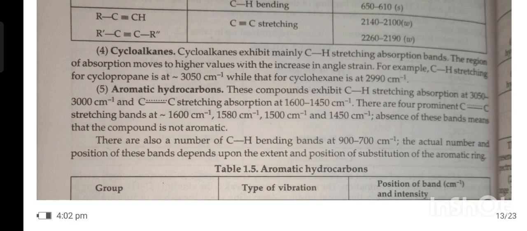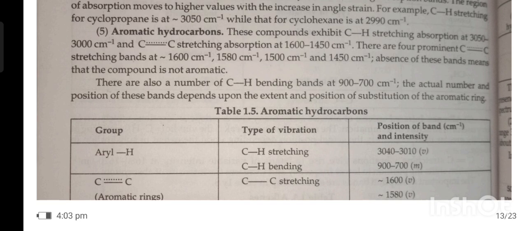Fifth, aromatic hydrocarbons. These compounds exhibit CH stretching absorption at 3500 to 3000 cm⁻¹ and C=C stretching absorption at 1600 to 1450 cm⁻¹. There are four prominent C=C stretching bands at 1600, 1580, 1500 and 1450 cm⁻¹. Absence of these bands means that the compound is not aromatic. There are also a number of CH bending bands at 900 to 700 cm⁻¹. The actual number and position of these bands depend upon the extent and position of substituents on the aromatic ring.